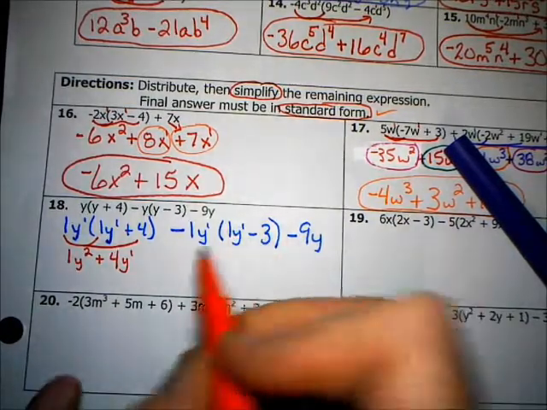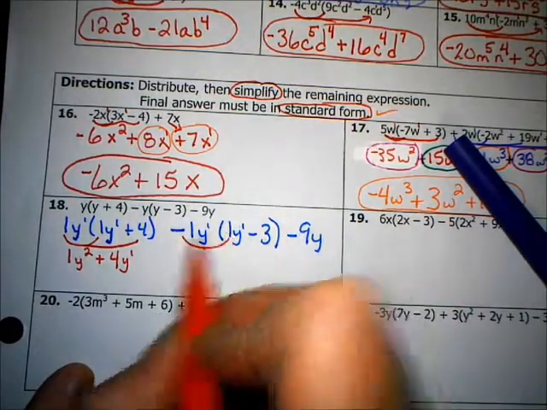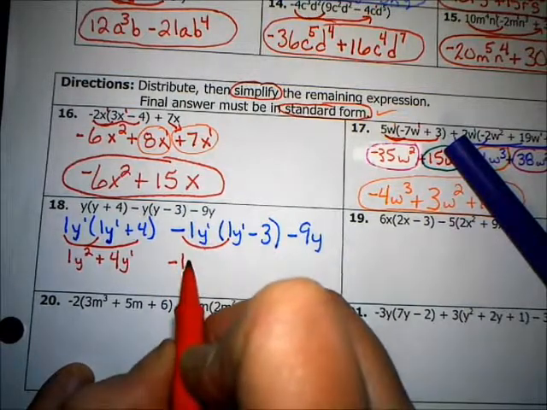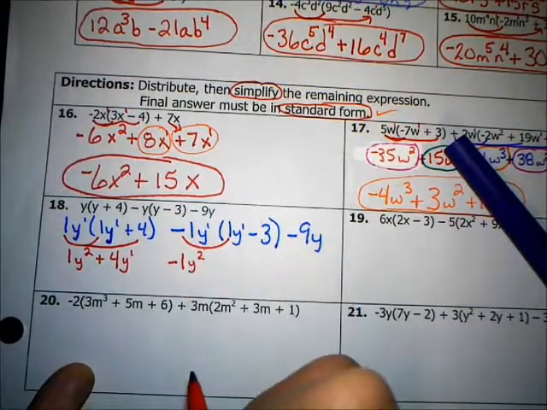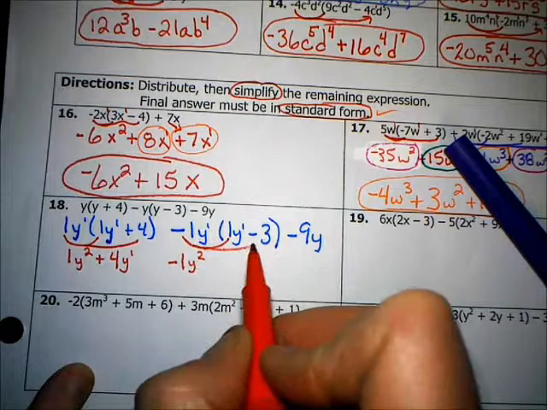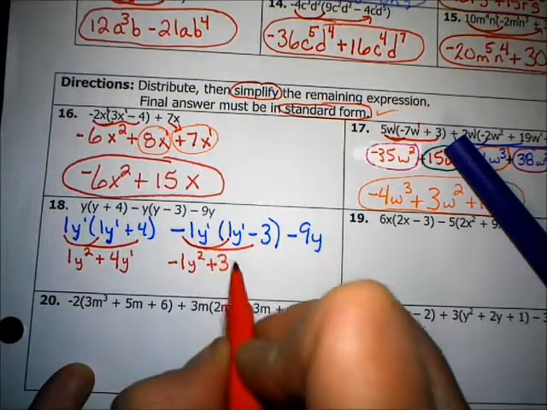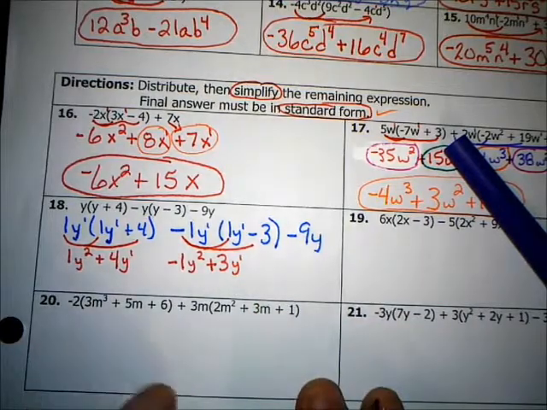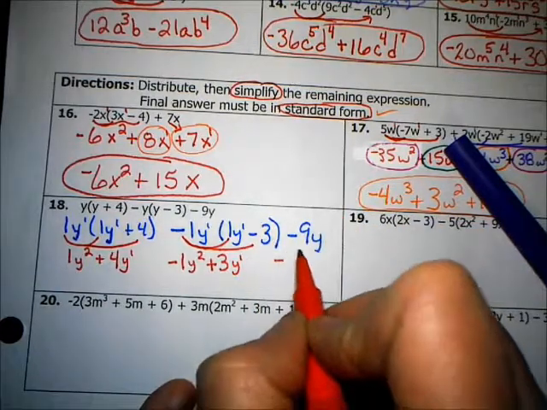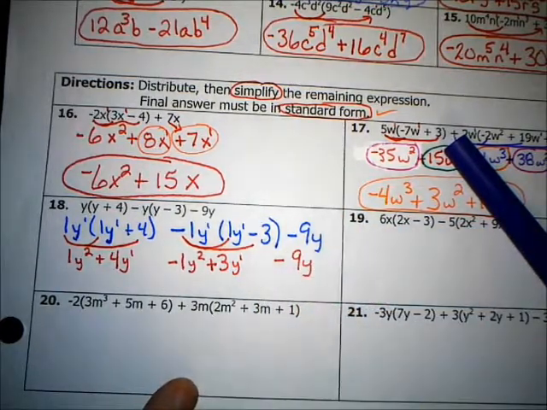Now let's go to the second term. Negative 1 times 1 is negative 1. y^1 and y^1 is y^2. Negative 1 times a negative 3 is a positive 3, and I carry the y over as it is. And then on the end I have a minus 9y.